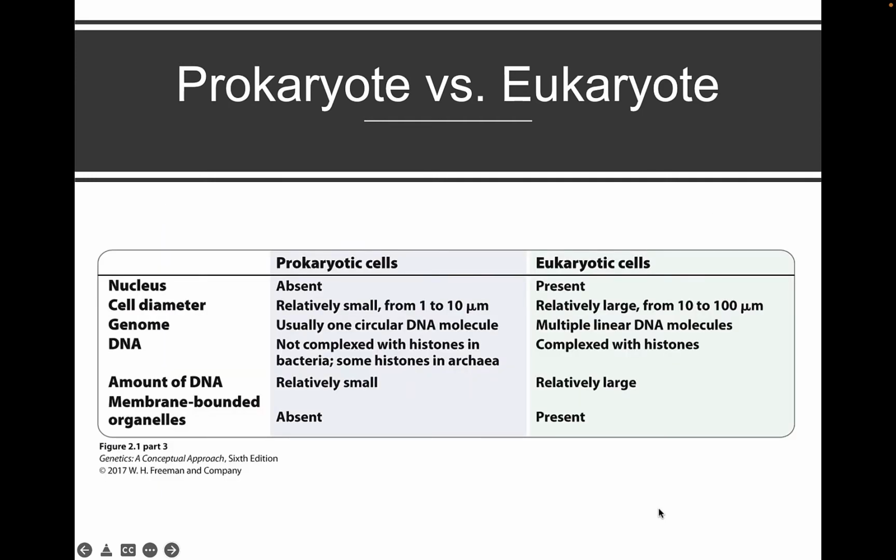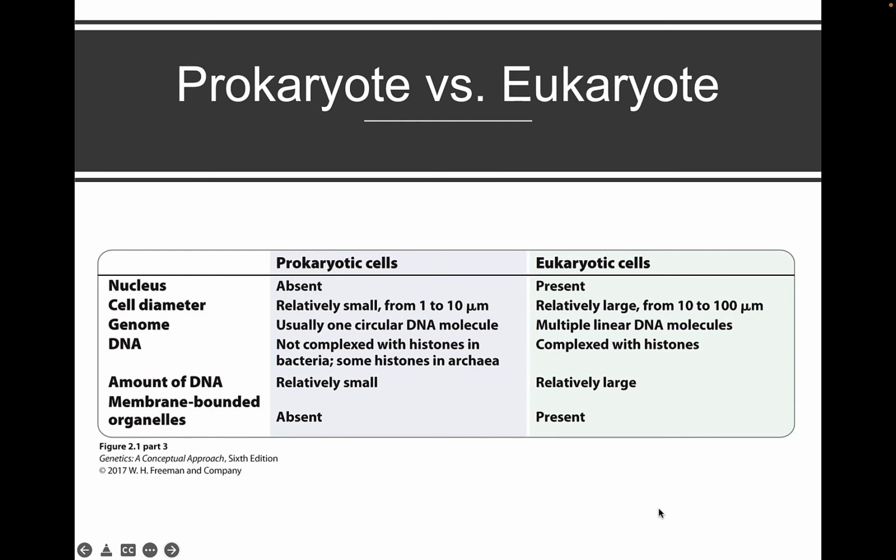Now, a couple of things to also keep in mind outside of the difference between the nucleus. The size of a eukaryotic cell is significantly different. A prokaryotic cell is relatively small in comparison to a eukaryotic cell. Okay. Another difference is the genome, which is the genetic information. In a prokaryotic cell, you typically have one circular DNA molecule that accounts for the cell's entirety, whereas a eukaryotic cell is going to have multiple linear DNA molecules.